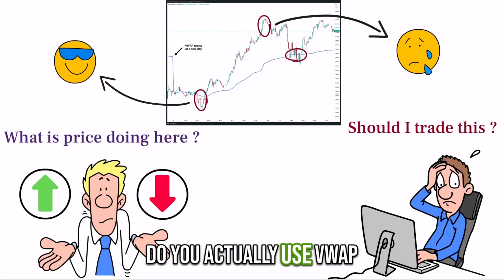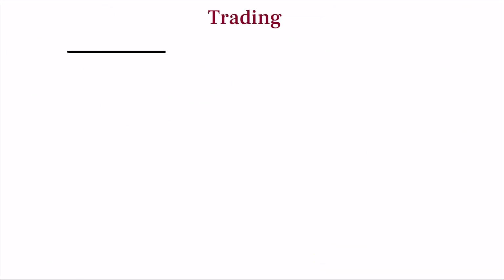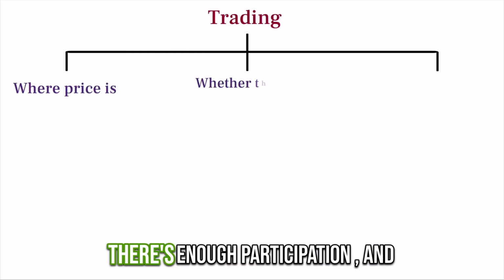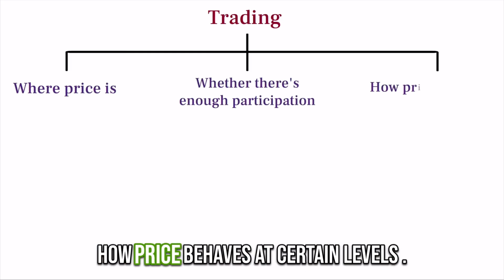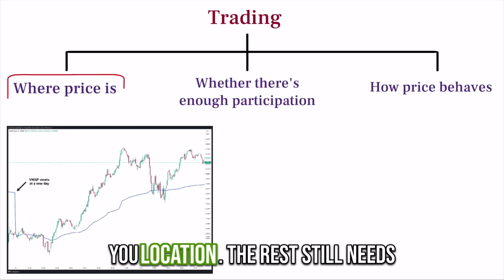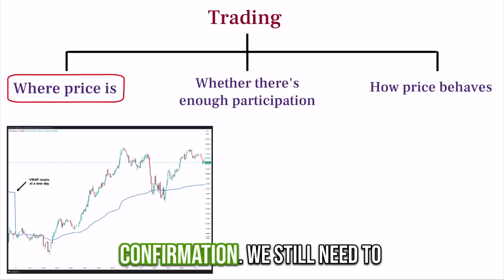So how do you actually use VWAP? Every trade comes down to three things: where price is, whether there's enough participation, and how price behaves at certain levels. VWAP only covers one part. It shows you location. The rest still needs confirmation.